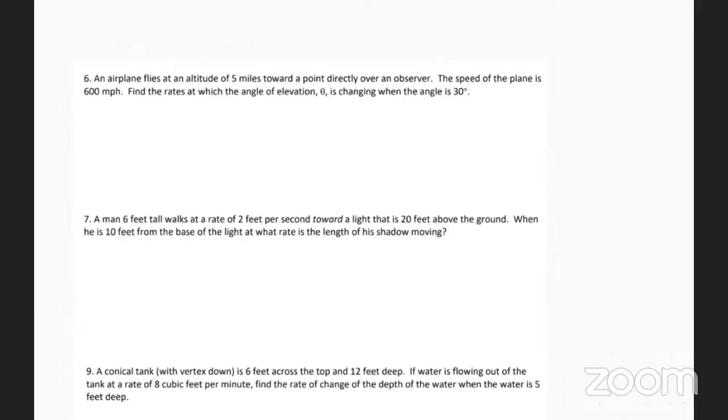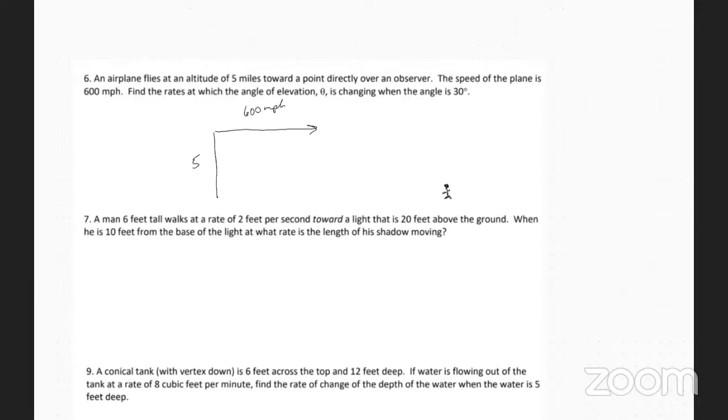Number six says an airplane flies at an altitude of 5 miles toward a point directly over an observer. So here's my observer right here. That's the guy. And the plane flies at an altitude of 5 miles toward a point. So this is what he's doing, he's flying this way, and the height of this is 5 miles. The speed of the plane is 600 miles per hour, and find the rate at which the angle of elevation is changing.